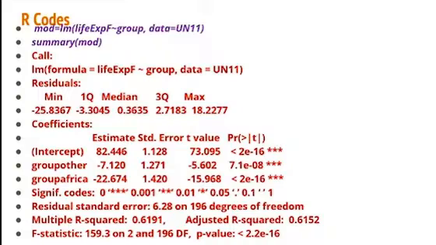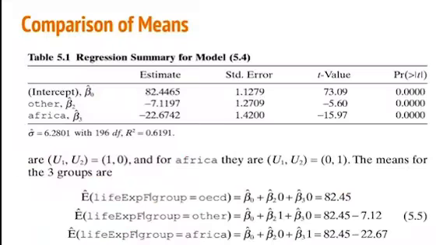The result is significant at the 5% level of significance, which tells you there's a significant effect of group on life expectancy.